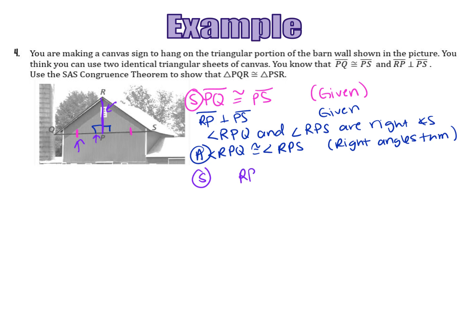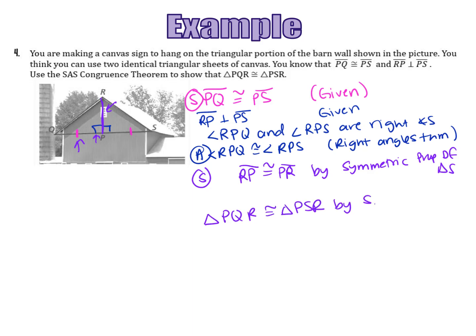So we can say RP is, let's go symmetric this time, congruent to PR by the symmetric property, which means that triangle PQR is congruent to triangle PSR by the side angle side triangle congruency theorem. So hopefully you're starting to see we're really just showing three things: a side, the angle between, and another side. If we can show those three things are congruent from one triangle to the next, then we can prove that the two triangles are congruent.